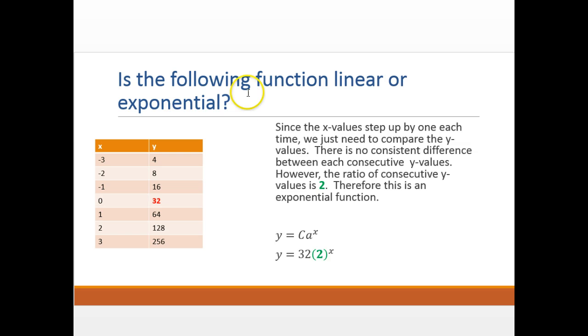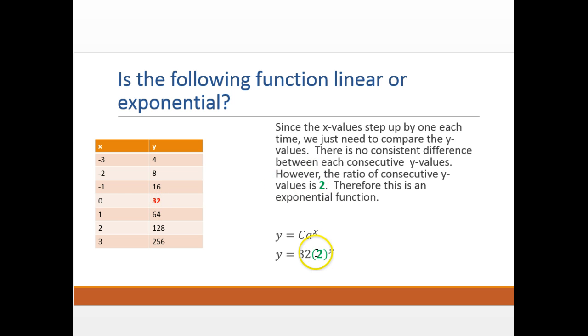Now, if I look at another example, is this linear or exponential? Again, your delta x is 1 all the way up. Your y grows by 4, then it grows by 12, then it grows by 20, so this is not linear. But if we take a ratio of it, 8 over 4 is 2, 16 over 8 is 2, 32 over 16 is 2. This is growing by a ratio or a factor of 2 each time.